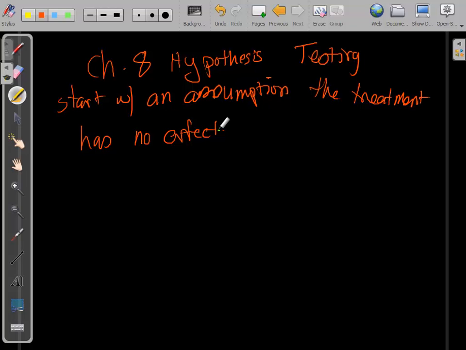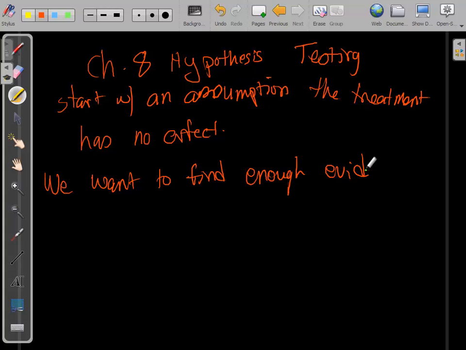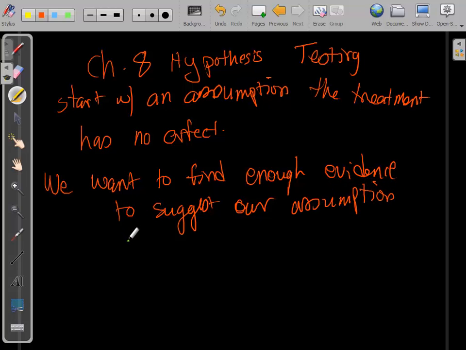Okay, what we want to do is find enough evidence that says that that is not likely. So in other words, we want to find enough evidence that we can reject that first assumption, and that evidence we would come up with would be the observation of an extremely unlikely event. So we want to find enough evidence to suggest otherwise. Our assumption is incorrect.